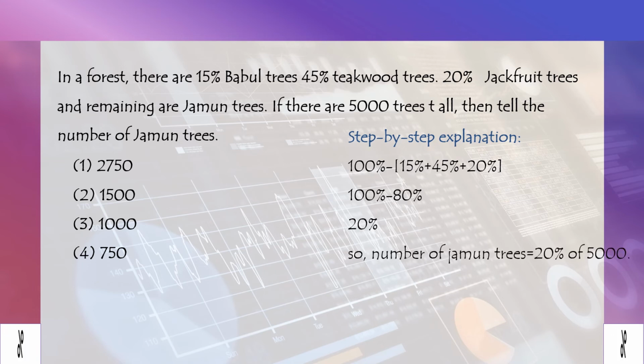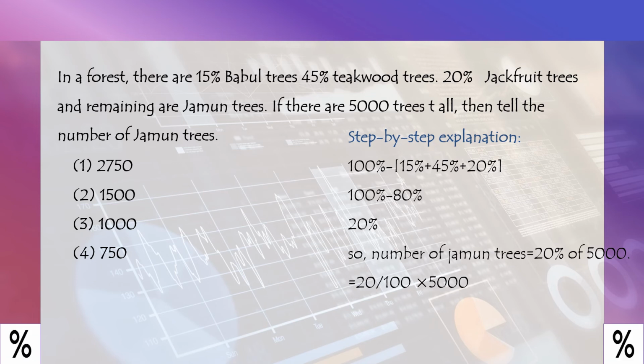Okay? So now we have got the percentage of jamun trees. 20% of jamun trees out of 5,000 trees. Then tell the number of jamun trees. Now we have to find the number of jamun trees. So if we know the percentage, we can find the number easily. 20 upon 100 into 5,000.